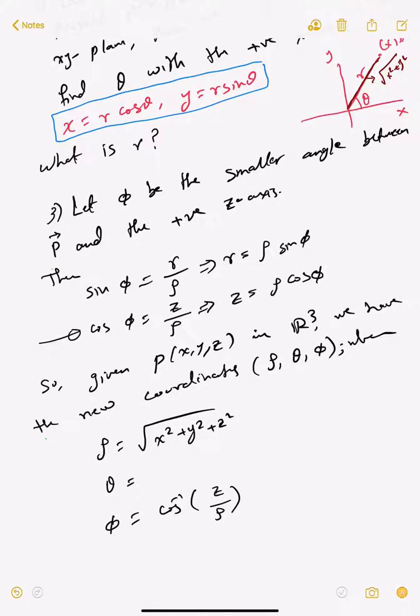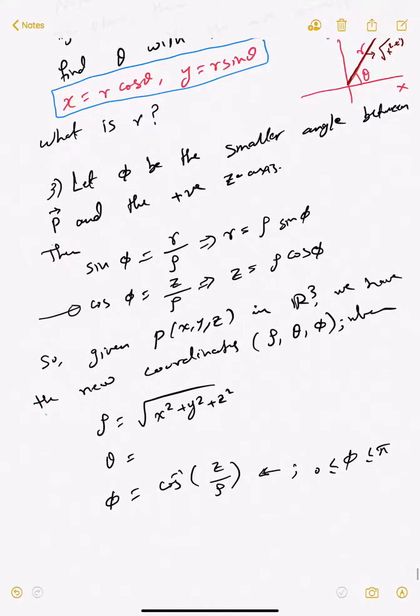And we need here to mention that in general, if cosine phi is z over rho, does it mean that phi equals cosine inverse? Yes, if phi is between 0 and pi, and this is guaranteed because we are dealing with the smaller angle, and we will discuss in minutes what we mean by the smaller angle. So what about theta? We have x equals, we have y equals.